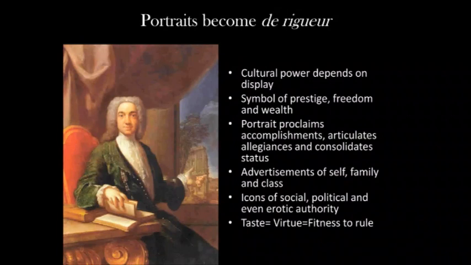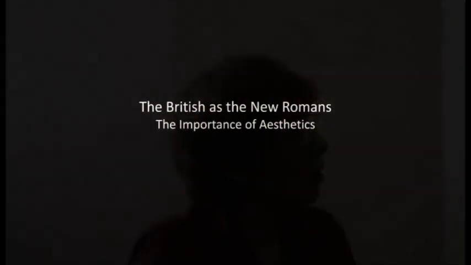Icons of social, political, and even erotic authority, as we'll see with the Venetian portraits. And what we'll also see later on is that this idea of becoming a man of taste shows that you are a good man, that virtue in the old Roman sense relates to taste, and therefore you are fit to rule. Right? So you're not a dilettante because you like art, it means that you are someone of solid moral qualities. All right, now I want to look at the British as the new Romans and the importance of aesthetics.